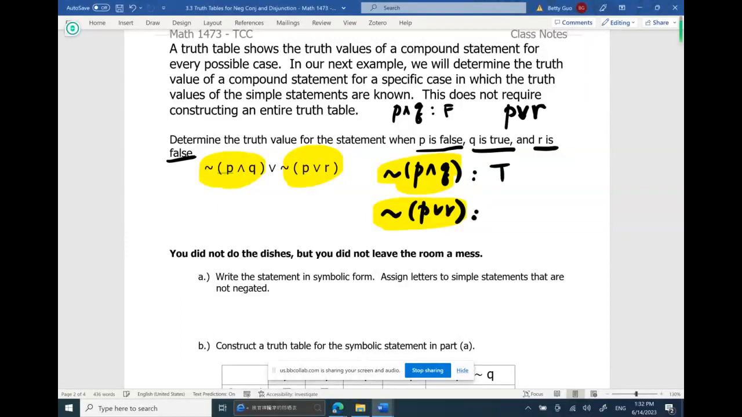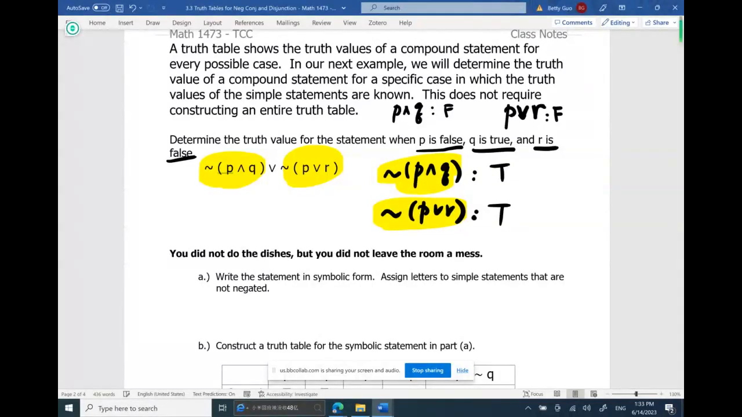Okay, it's a disjunction. P is false, R is false. Both of them are false. For a disjunction to be false, both of them need to be false, right? Yeah, P is false, R is false. So P or R is false. And the negation of that is true.